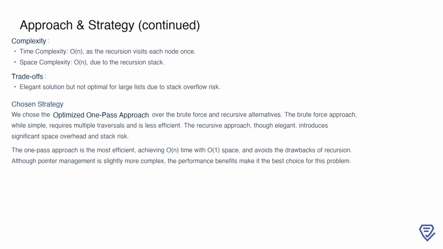An alternative to the iterative approaches is a recursive strategy. The recursive method can theoretically locate the kth node from the start and the kth node from the end by traversing the list in reverse during the recursion's unwinding phase. While elegant, this approach has its own trade-offs.